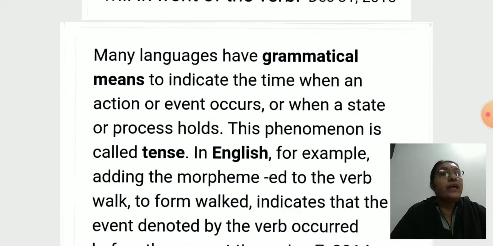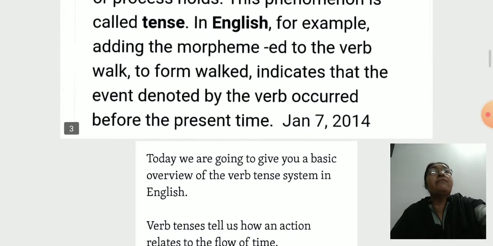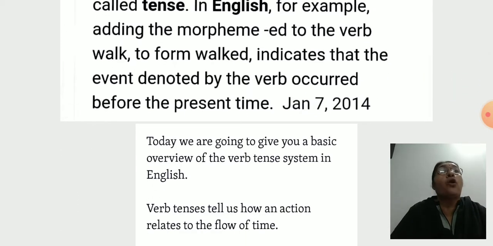In English, for example, adding the morpheme ed to the verb walk to form walked. Walk is a present tense and walked is a past tense, indicating that the event denoted by the verb occurred before the present time. I am walking. It is a present tense. I walked slowly. Then it's a past tense.